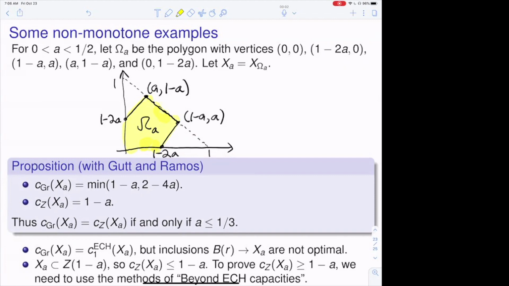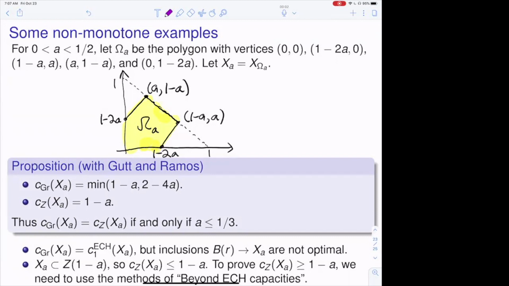If A equals 0, this is a ball, and then we know that everything's true. And then as we increase A, we're chopping off corners from both sides of this triangle and shrinking it. So at what point do the conjectures stop working? It's kind of fun that we can actually compute everything for these examples. The proposition is that the Gromov width is the minimum of 1 minus A and 2 minus 4A, while the cylindrical capacity is just 1 minus A.